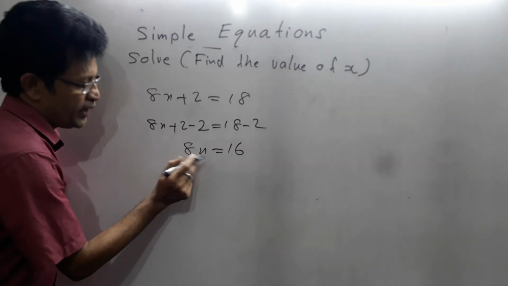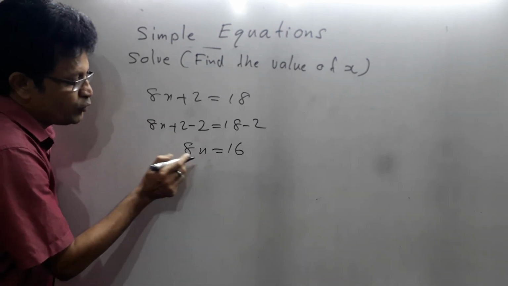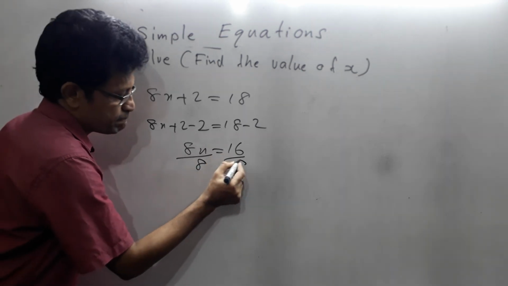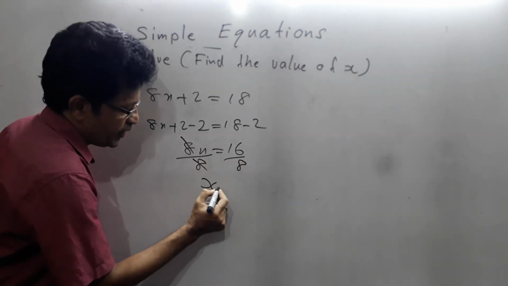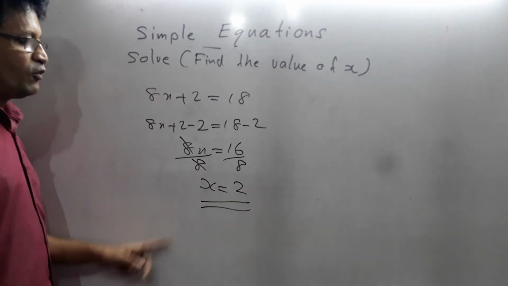Now 8x equals 16. So I have to find the value of x. How are you going to find it? This side the coefficient is 8. By 8 we have to divide this side. Then the other side also we have to divide by 8. 8 and 8 cancel. Here we have x. 16 divided by 8 is what? 2. Now we got the value of x equals 2.